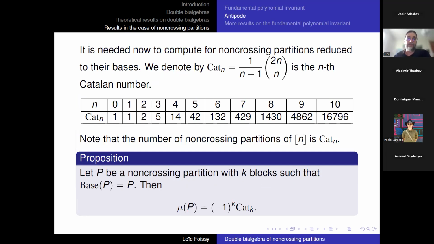In fact, you will obtain back Catalan numbers. Let me give a reminder of what Catalan numbers are. They are given by this formula. You have the first values. They are very famous numbers. They count a lot of things, including non-crossing partitions, but also planar trees, parenthesis words, and really a lot of stuff. Here I'm interested only in non-crossing partitions. In fact, the antipode is given in some sense by Catalan numbers with signs.